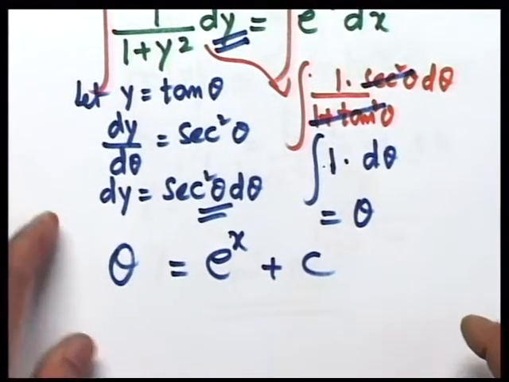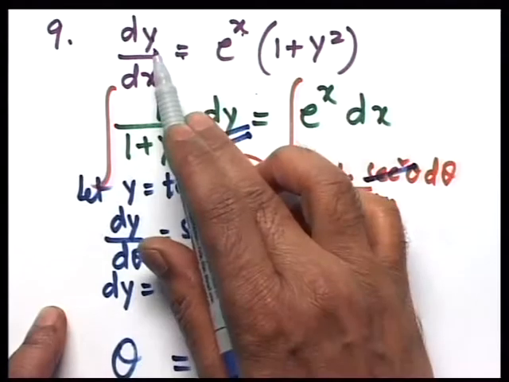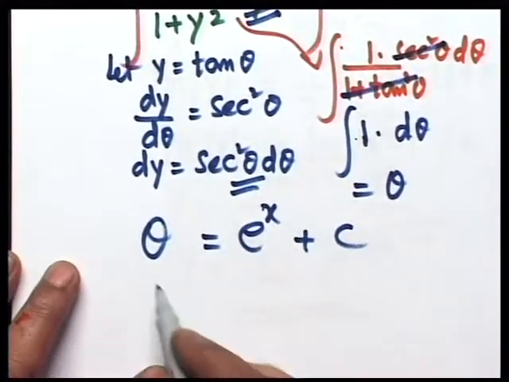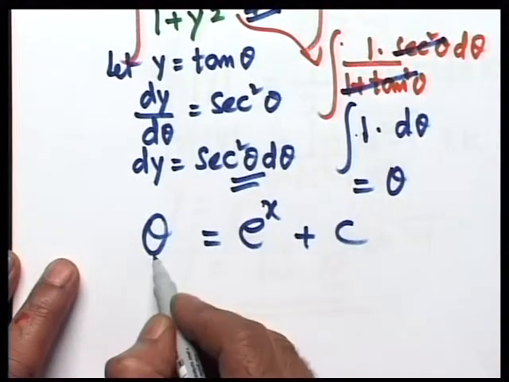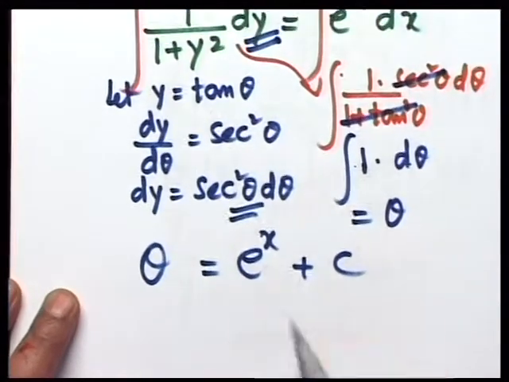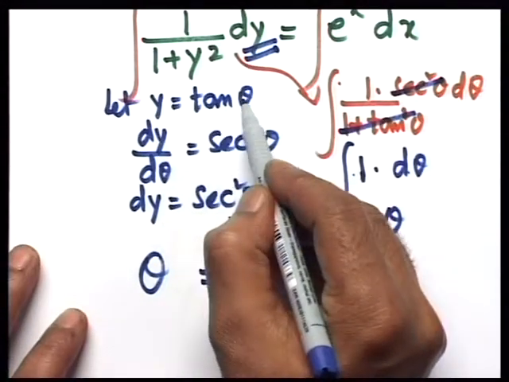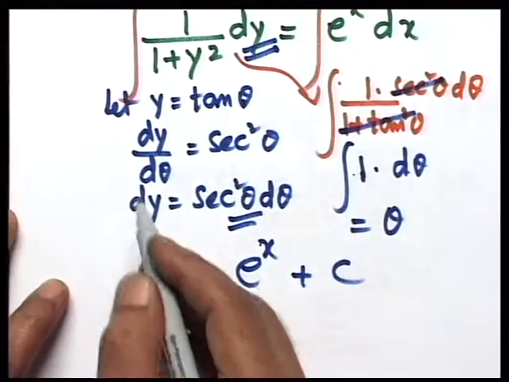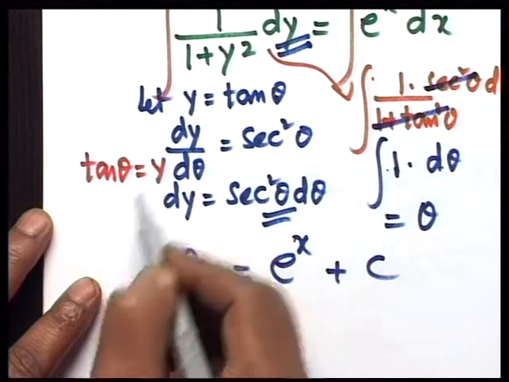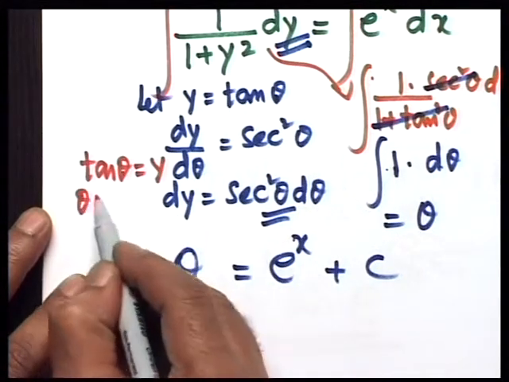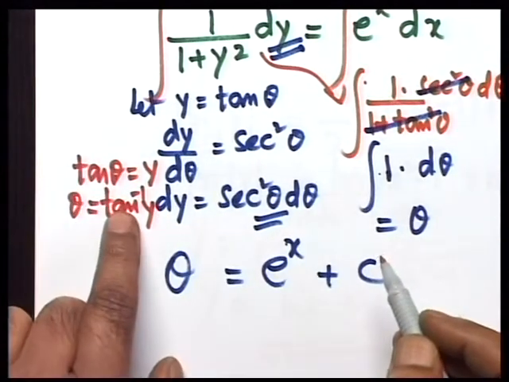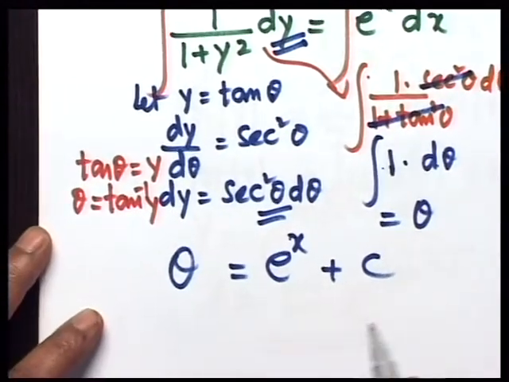But our question is actually in terms of y and x. So finally the general solution should be y equals, right? So somehow we need to make theta look like a y. So if you go back there, tan theta is y, right? Let me write here, tan theta equals y. If you make theta the subject, that should be tan inverse y, okay? Tan becomes tan inverse if you move that to the right hand side.